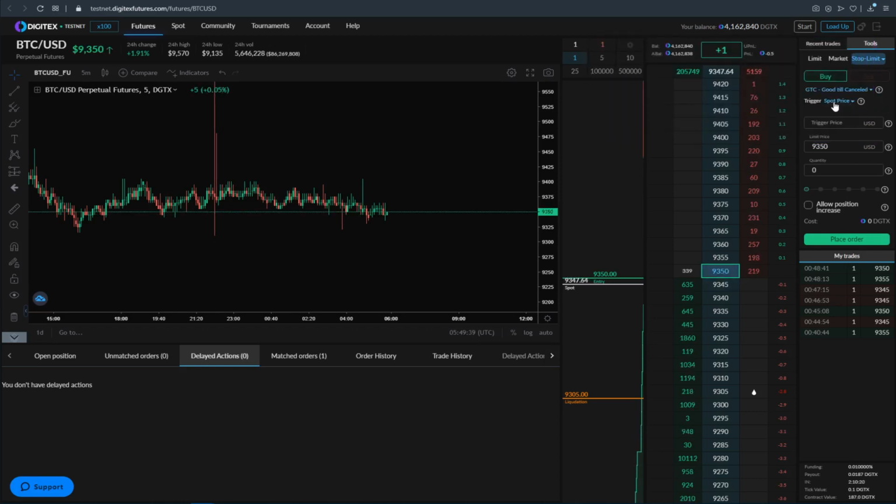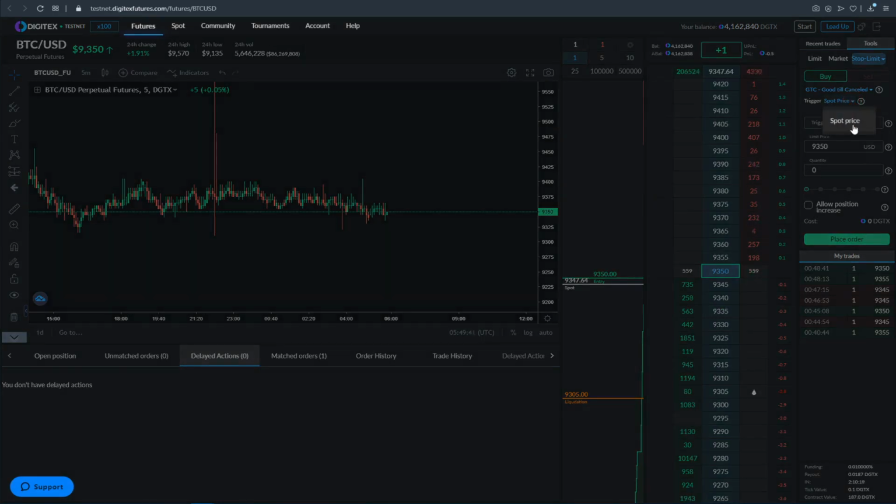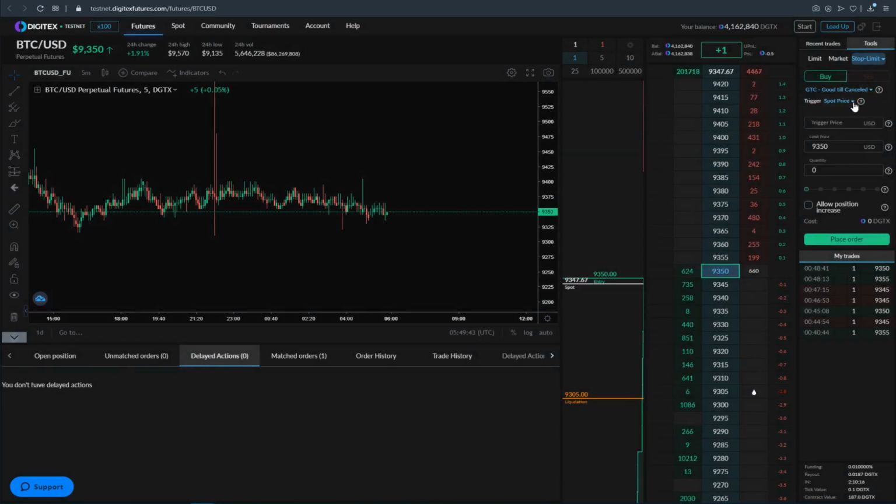And then you have the same trigger, so the trigger is still the spot price. That's what you have to use right now. For the stop loss limit order, the trigger price is the good thing about the stop limit. I don't prefer to use the stop limit, but the good thing about it is you can set how much slippage you want. So I'm in a one contract long right now.